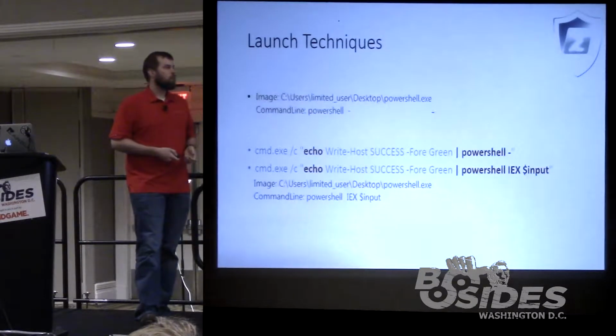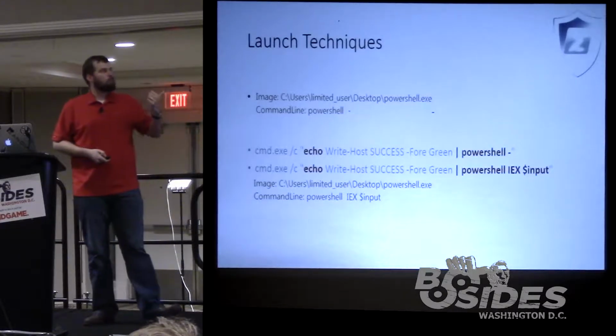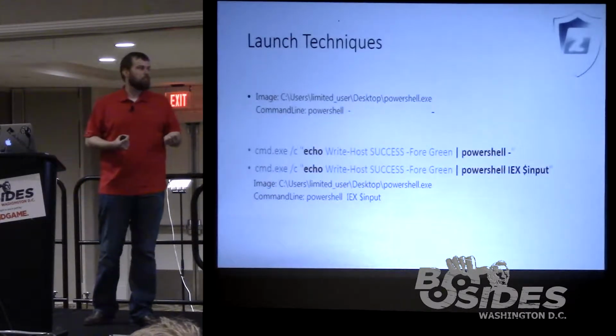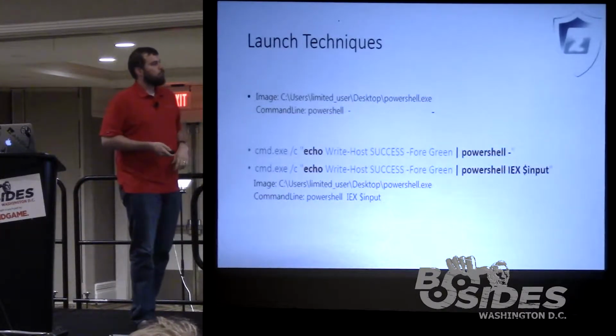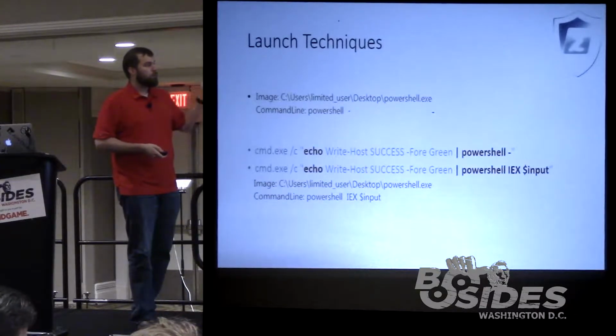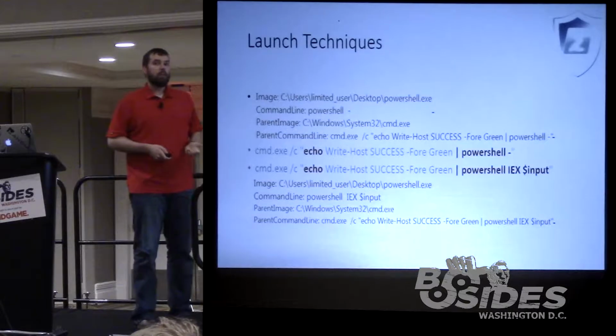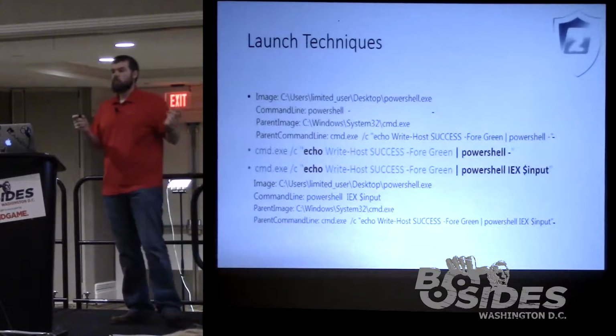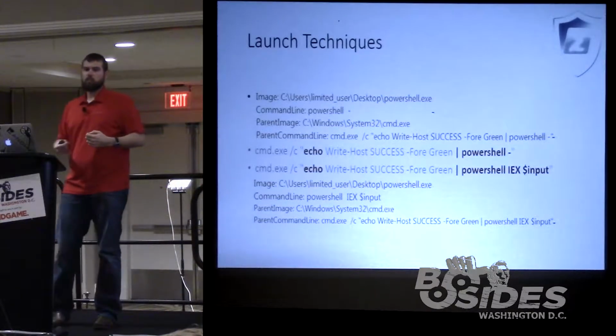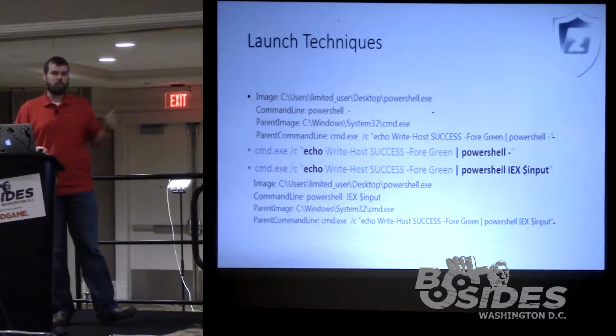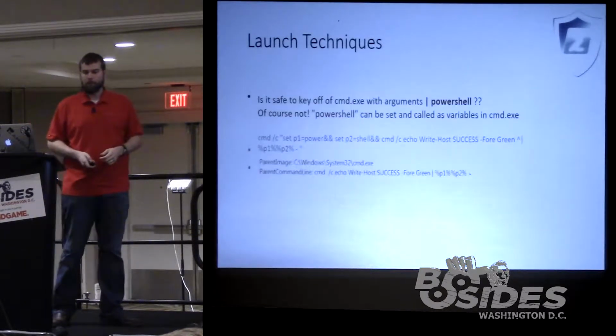Now, why might this matter? Well, as you can see at the top, PowerShell's arguments only contain that dash or that IEX input. But the actual command itself, if we were looking for Write-Host success foreground green, then that's actually in the parent process. So we've just shifted arguments into the parent process. So as a defender, if all your rules are based on PowerShell's arguments, then this might get by you.